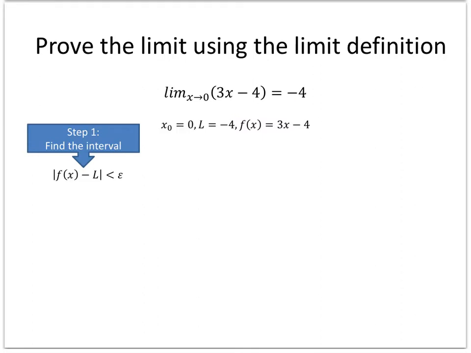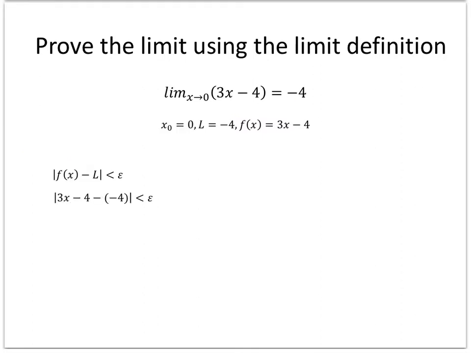Now that I have that, I simply find my interval. So I plug in my function, 3x minus 4, minus my limit, negative 4. I don't have an epsilon value. When you do a proof, you're proving for any epsilon. That's what a proof is. It says you want a 0.01 error, you want a 0.05 error, doesn't matter.